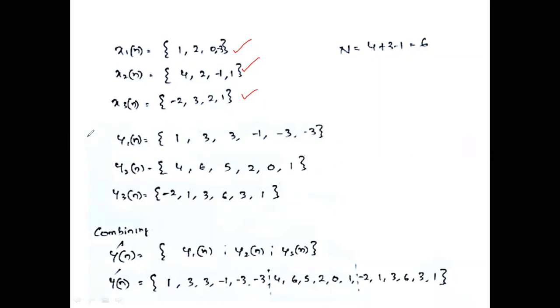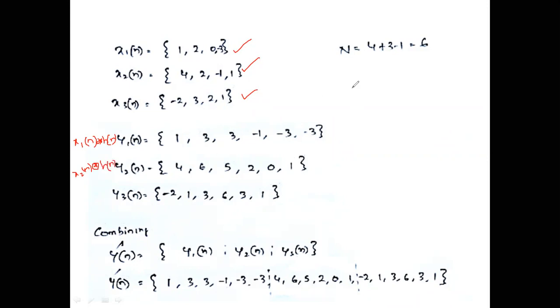What is this y of n? This y1 of n is x1 of n convolved with h of n. What sort of convolution? This is circular convolution. y2 of n is x2 of n convolved with h of n. Once again, circular convolution. y3 of n is x3 of n convolved with h of n.